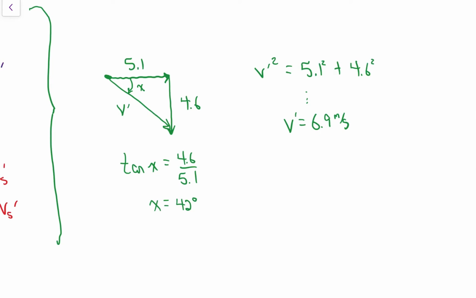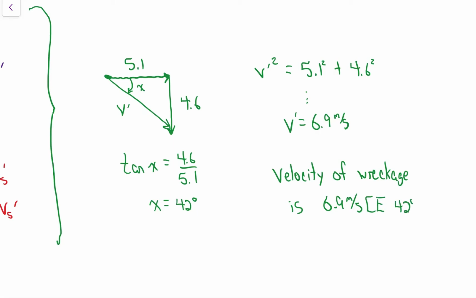Putting that all together, the velocity of the wreckage, we can write as words if we want, or if you had just written down v prime, as long as it's obvious, I would know what you're talking about. Velocity of wreckage is 6.9 meters per second from straight east, rotated 42 degrees towards the south.